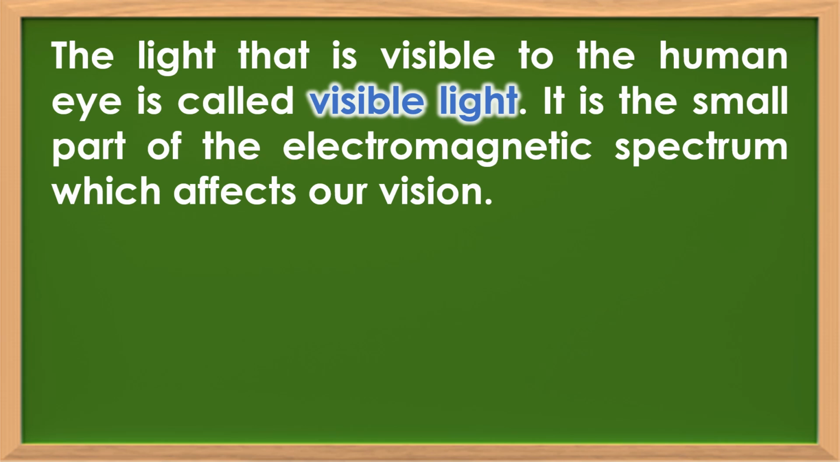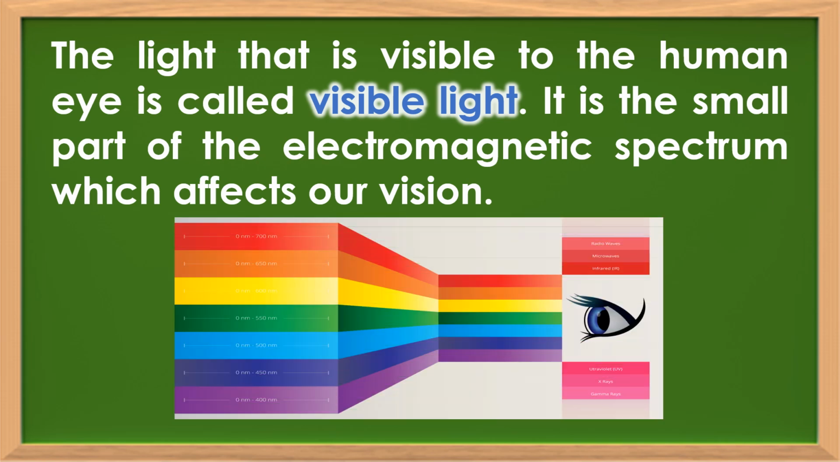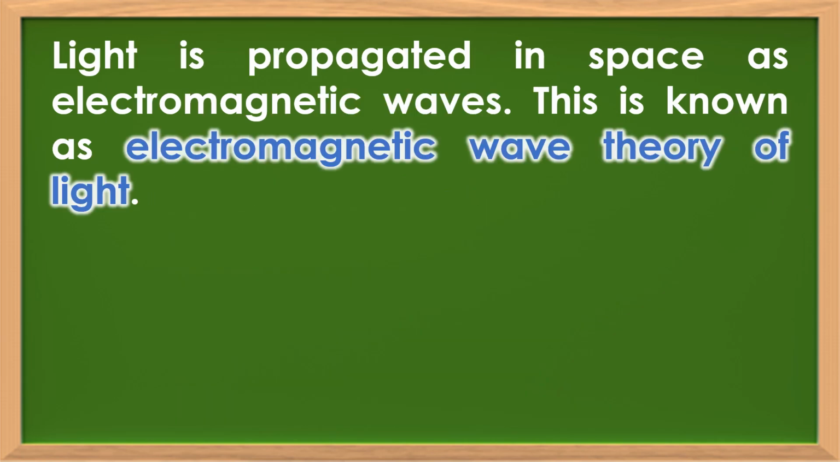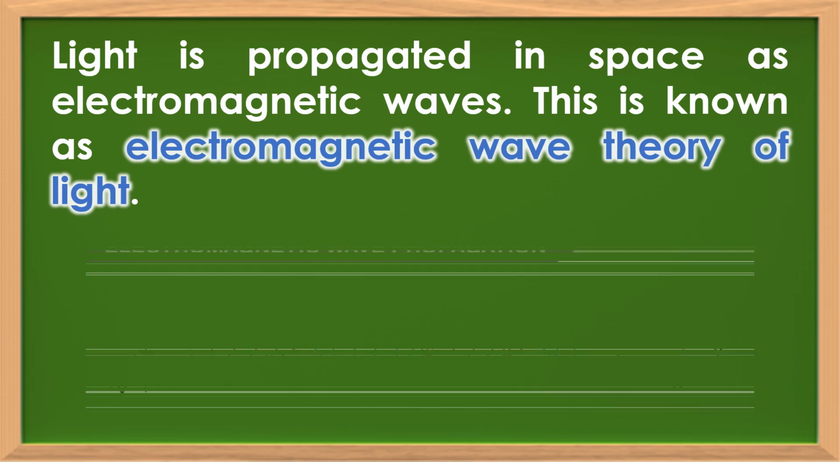The light that is visible to the human eye is called visible light. It is the small part of the electromagnetic spectrum which affects our vision. Light is propagated in space as electromagnetic waves. This is known as electromagnetic wave theory of light.